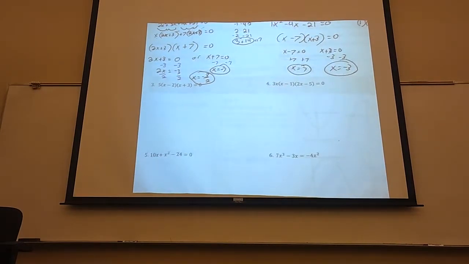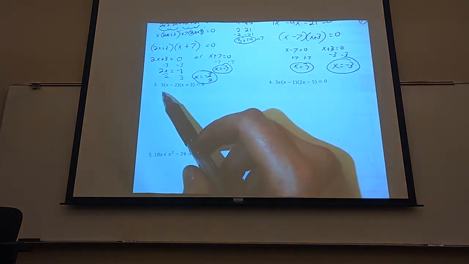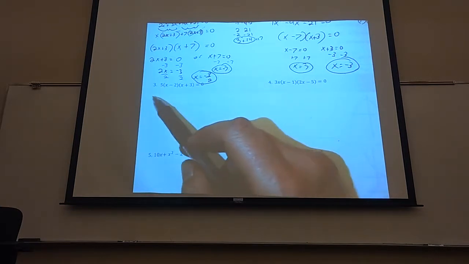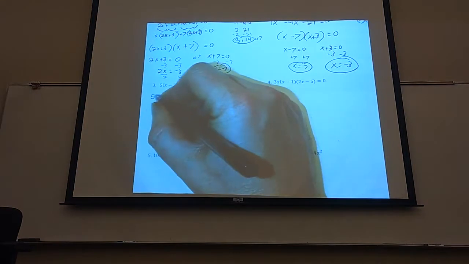These we don't have a lot of work to do. I just want to go over some basic stuff, like these that are already factored. What is weird about this one? The 5. So we would set this up as usual.